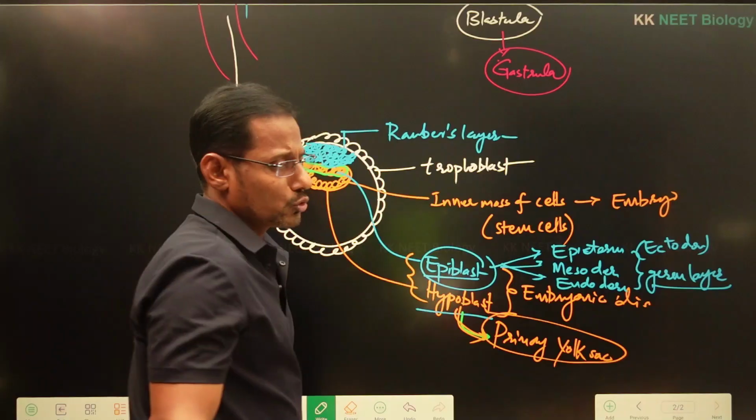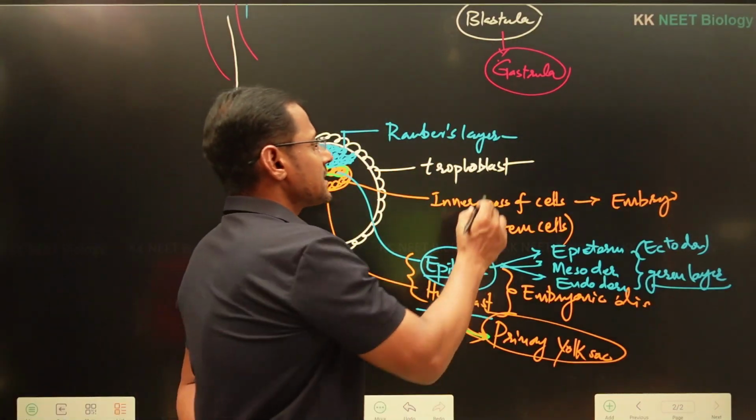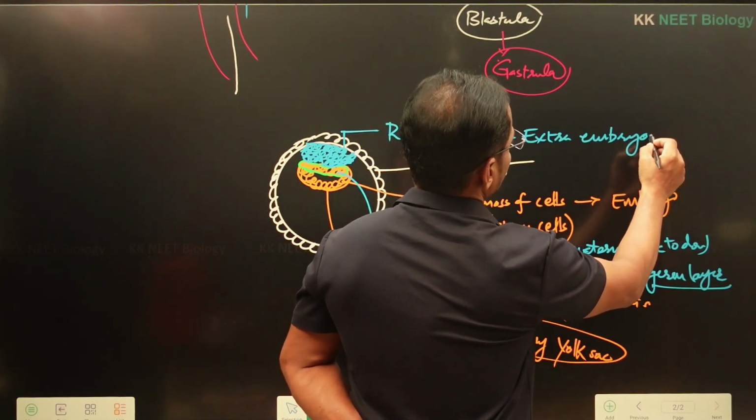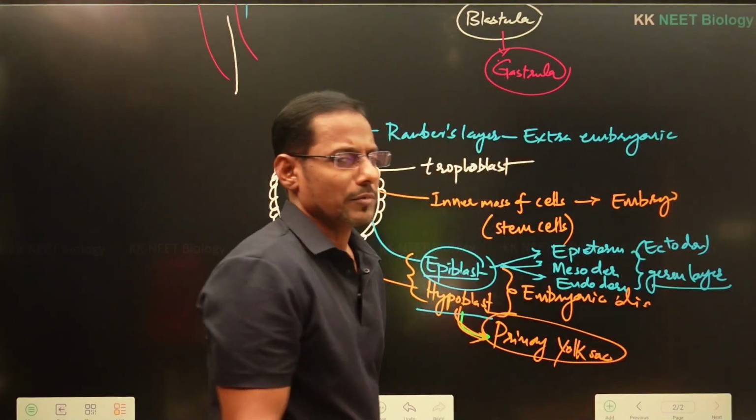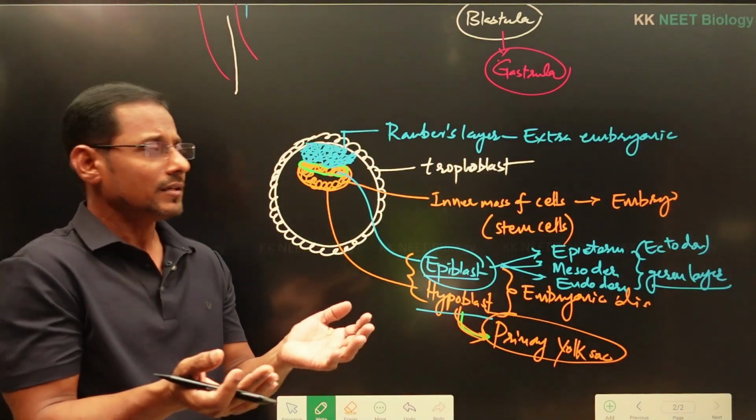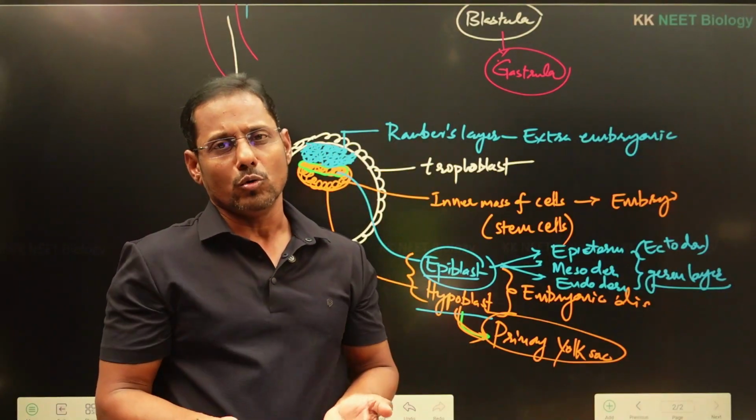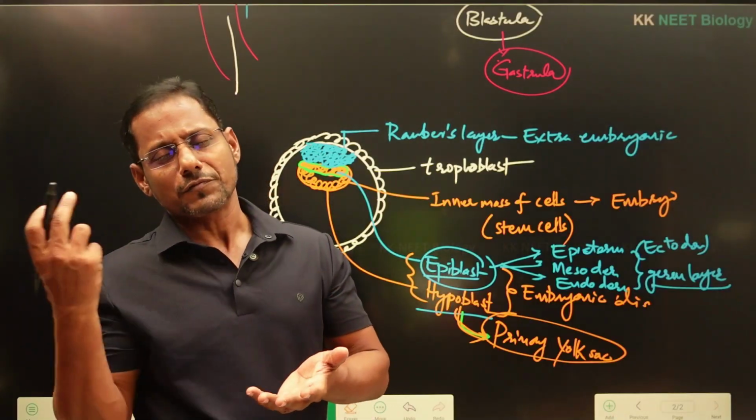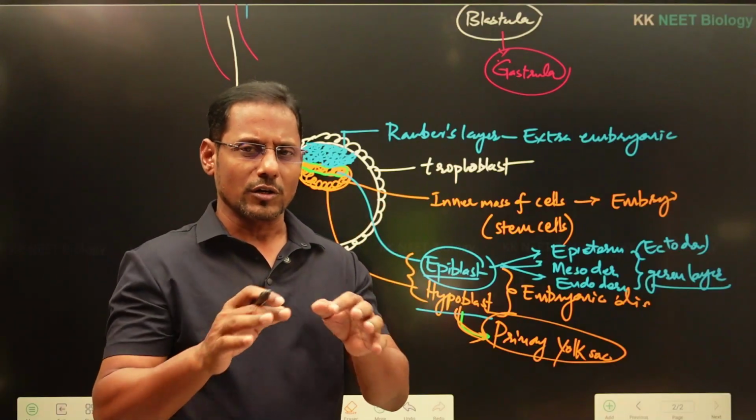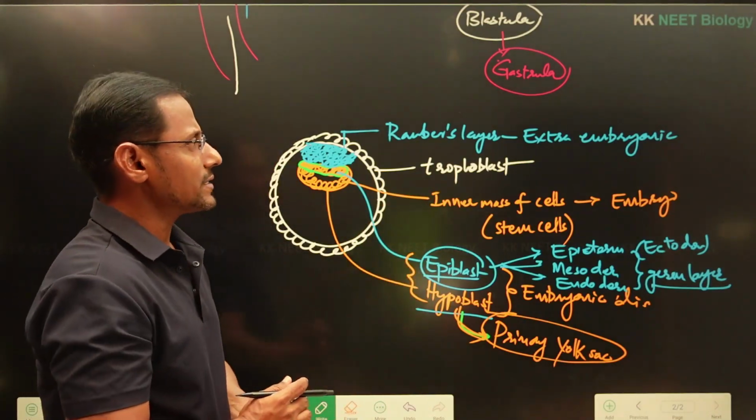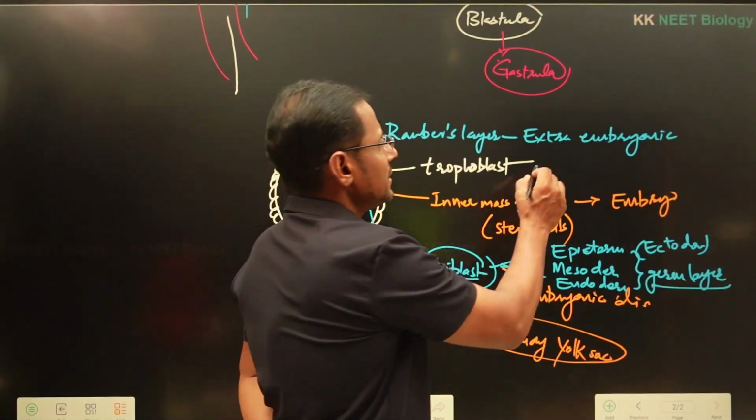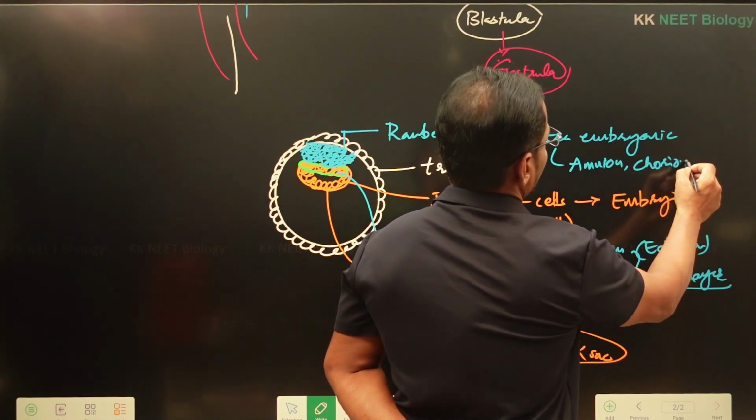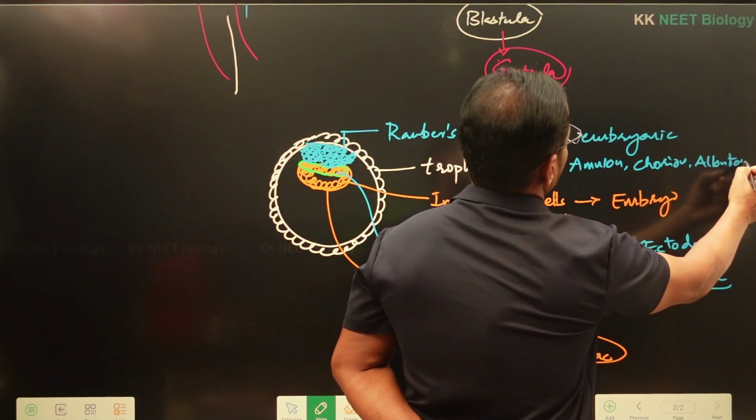From the Robert's layer only, the extra embryonic membranes are going to be developed. Extra embryonic means extra to the embryo. Around the embryo, there are many layers which protect it, give it nutrition, and take the waste from the embryo. These layers wrapped around the embryo are known as the extra embryonic membranes. Generally, these are amnion, chorion and allantois.